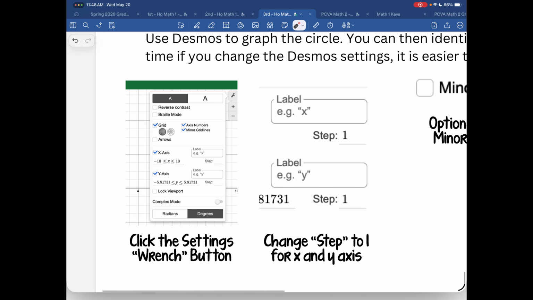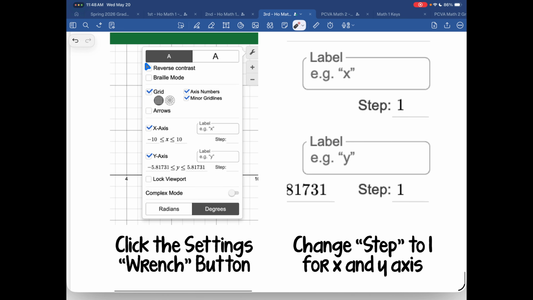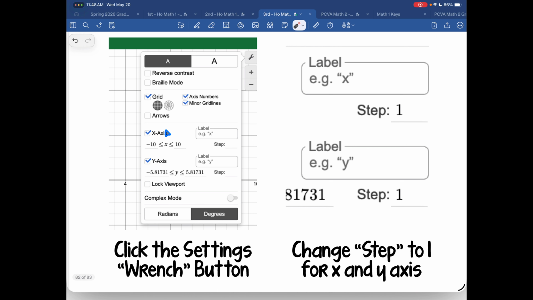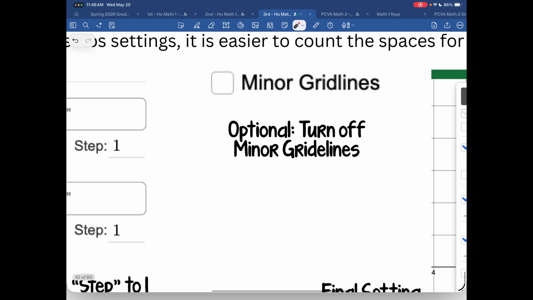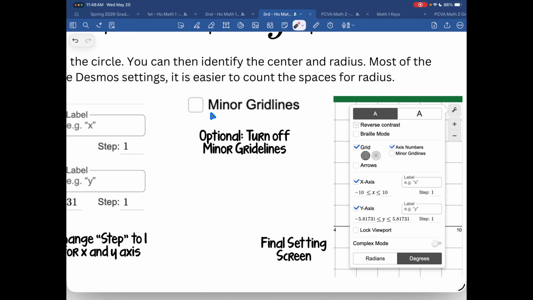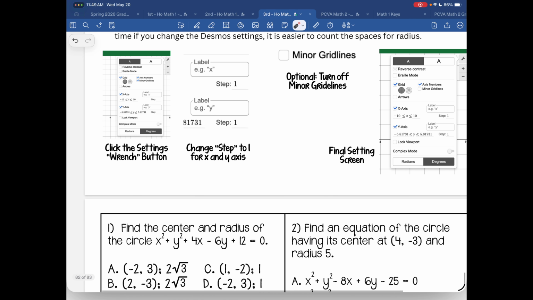My recommendation, because you're going to need to actually count units, is to change some settings. In your calculator, go to the top where the little wrench is and click there to find the settings. In the area where it says X and Y, you're going to change the step option to 1 unit. The step means how many units per step, so we're going to change that to 1 and 1. It's completely up to you, but I think it's easier to see if I turn off the minor grid line, so you just unclick right here. Then you have a screen that you can easily count with.